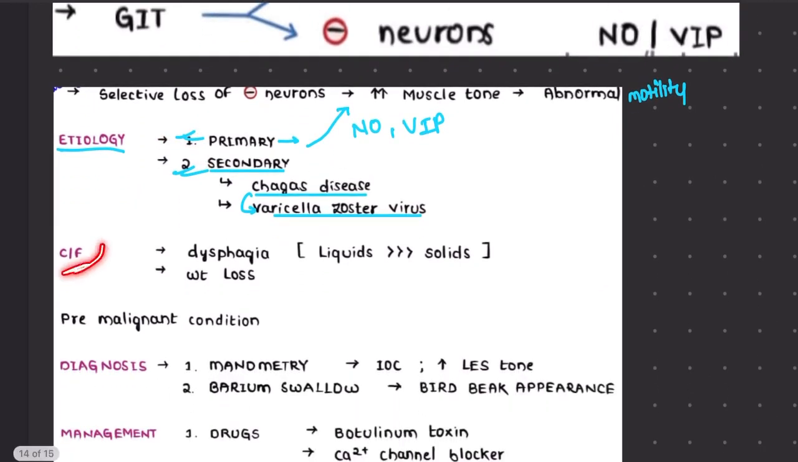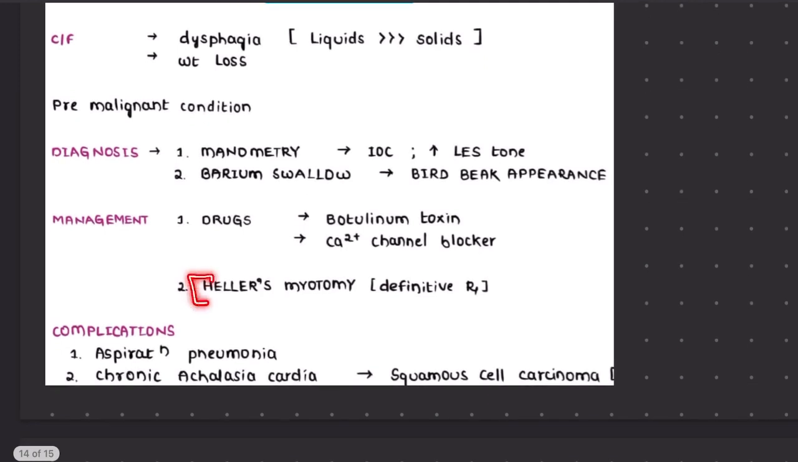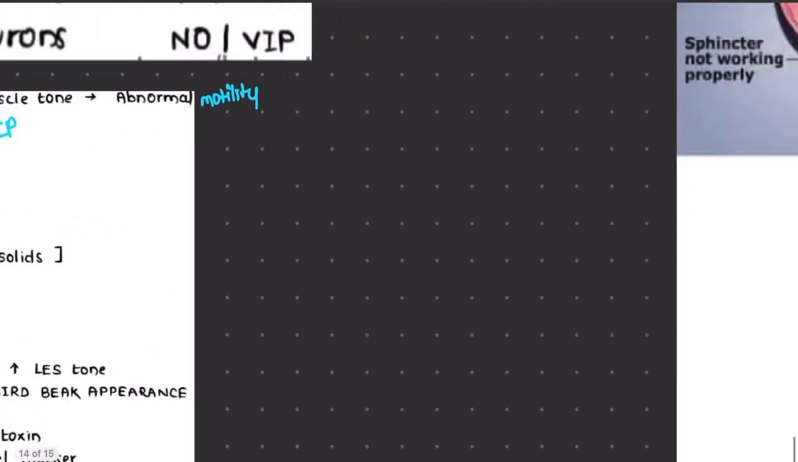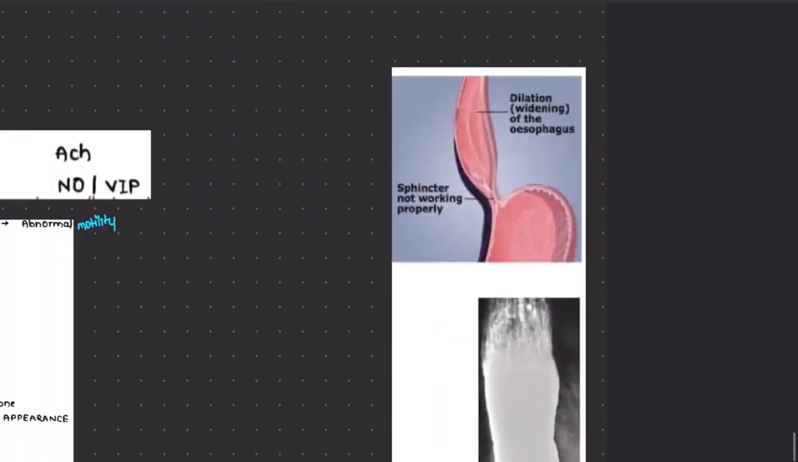Talking about clinical features, we need to know about dysphagia that may result in weight loss. Similarly, we need to know the way of diagnosing it and how we are going to treat it, right? We should not forget Heller's myotomy and the various complications, and these diagrams are so important, so keep these in mind. And that's all.